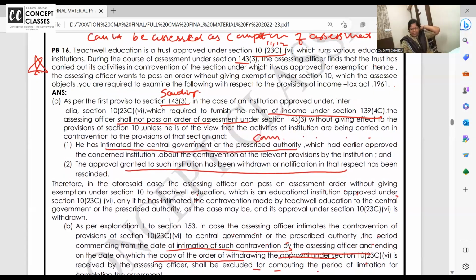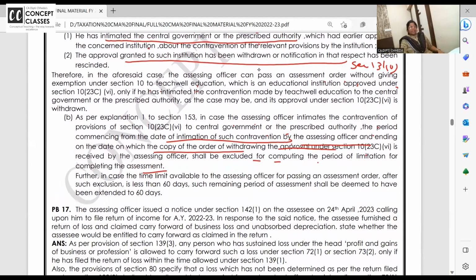In that time limit, you want to do assessment, you come to know trust is not working for the object of the trust. Please remember, this can be asked as a separate question. You don't have the power to cancel registration or to cancel exemption. हम कौन है करने वाले? Our duty is to intimate to central government and wait for the approval कि हाँ इनका exemption cancel हो गया है. Now, without this exemption, like under section 13(10), in routine you assess the income.